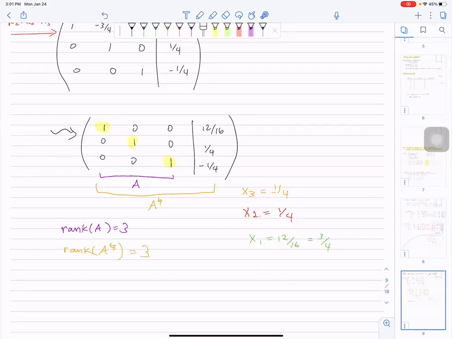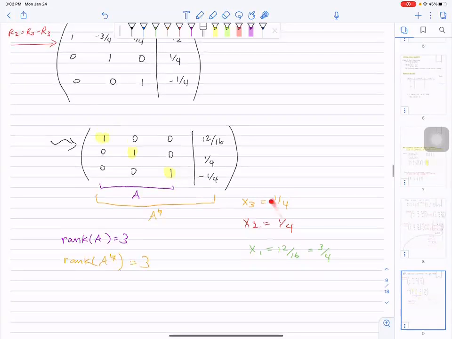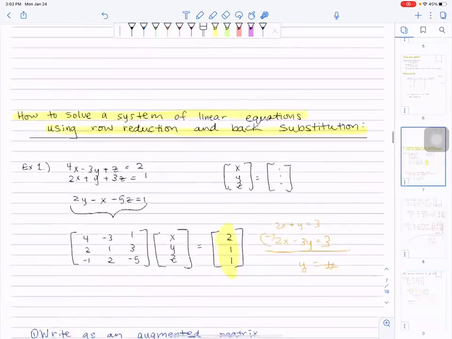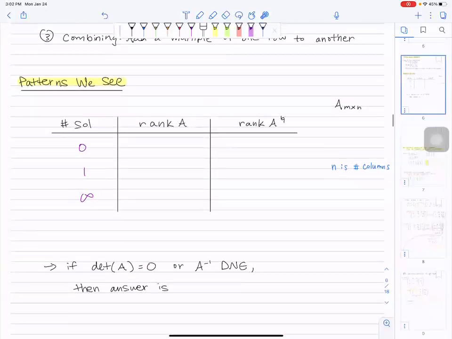Okay, so we saw that both ranks were the same and we got one solution. That's something to notice. We get one solution if the rank of A is the same as the rank of the augmented matrix. So let's go to our nice table. We just saw that if they are equal, we have one solution.